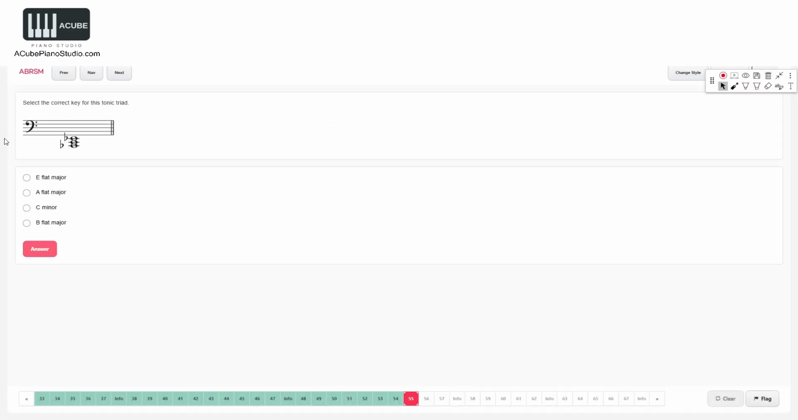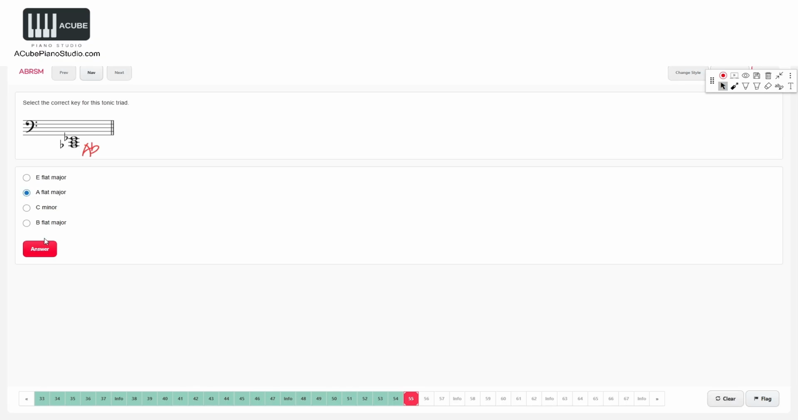Next, let's take a look at this. Okay, what is the correct key for this tonic triad? So this is bass clef, this is E, this is C, this is A, right? So this is A flat. So because the lowest note is A flat and you only have this A flat major, the answer will be the second option, A flat major.